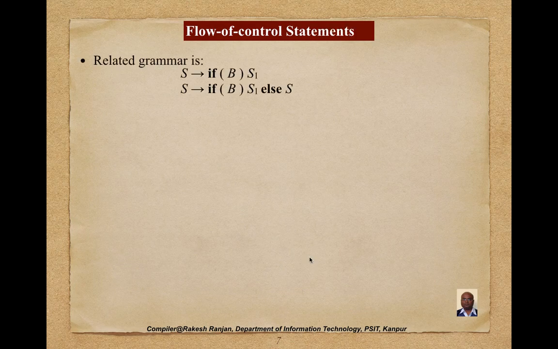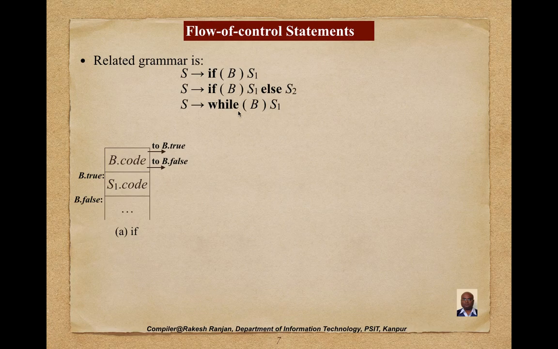Flow control statements. The related grammar can be: statement can be if Boolean expression S1, if Boolean expression S1 else S2, or while Boolean expression S. So one by one I will discuss. S can be if B then S1. So B dot code can be written at this location, with B dot true and B dot false.